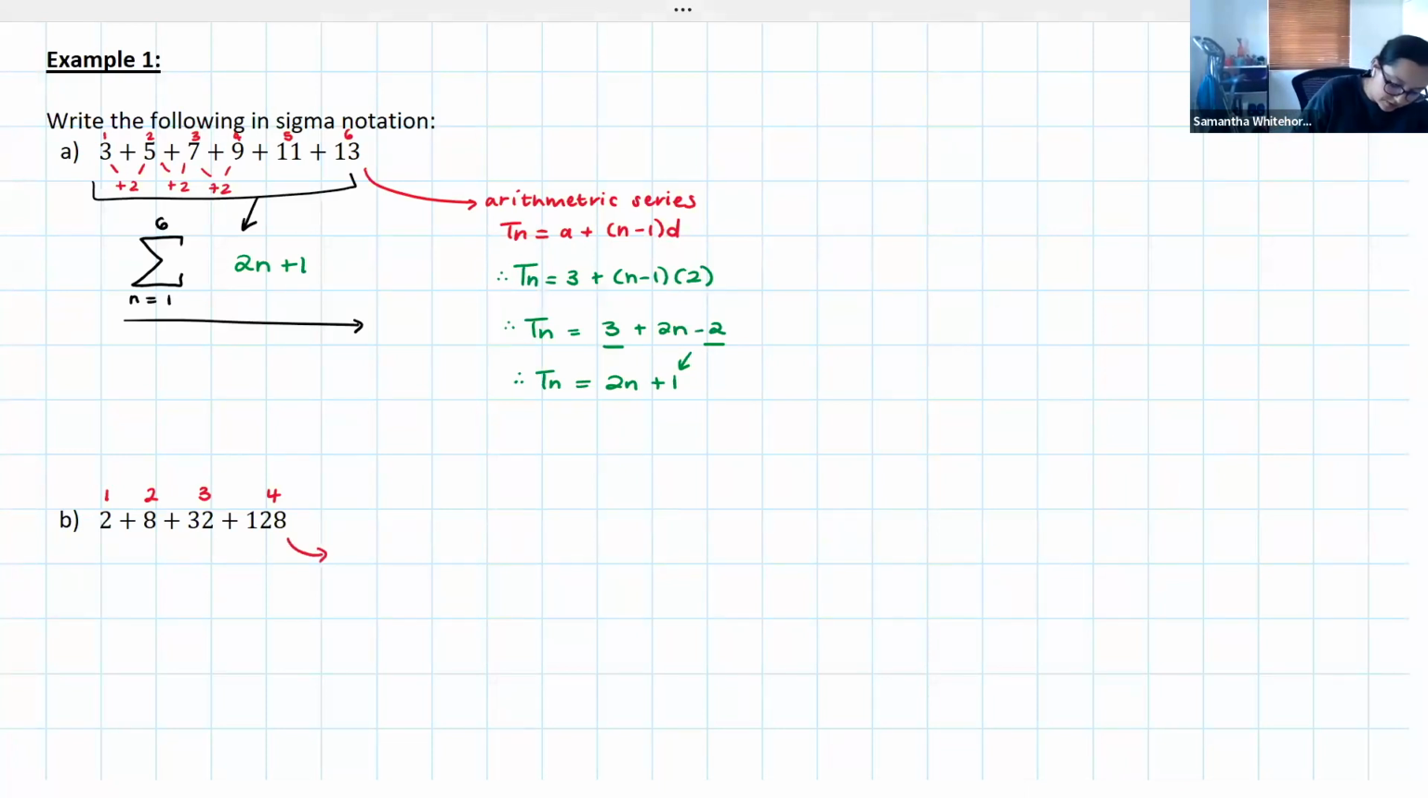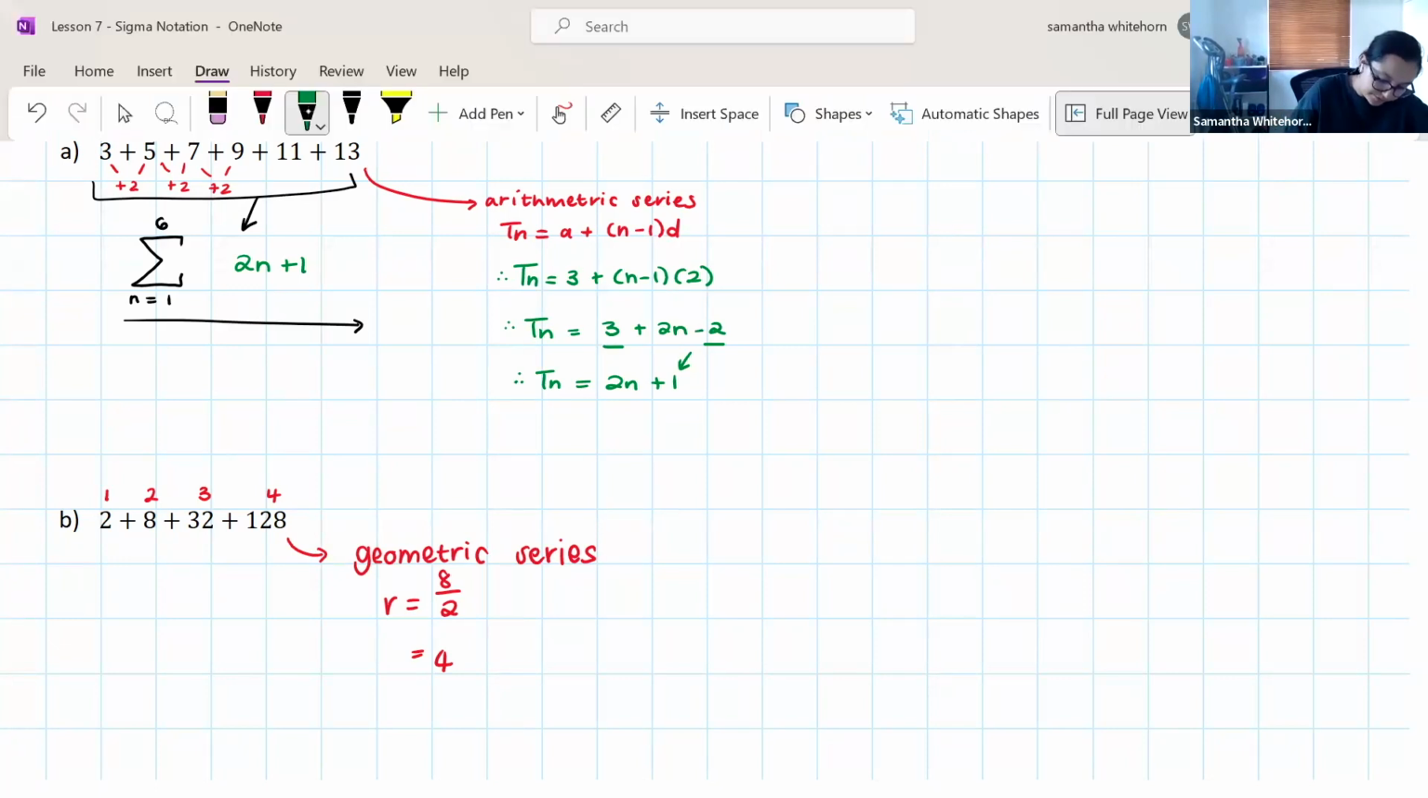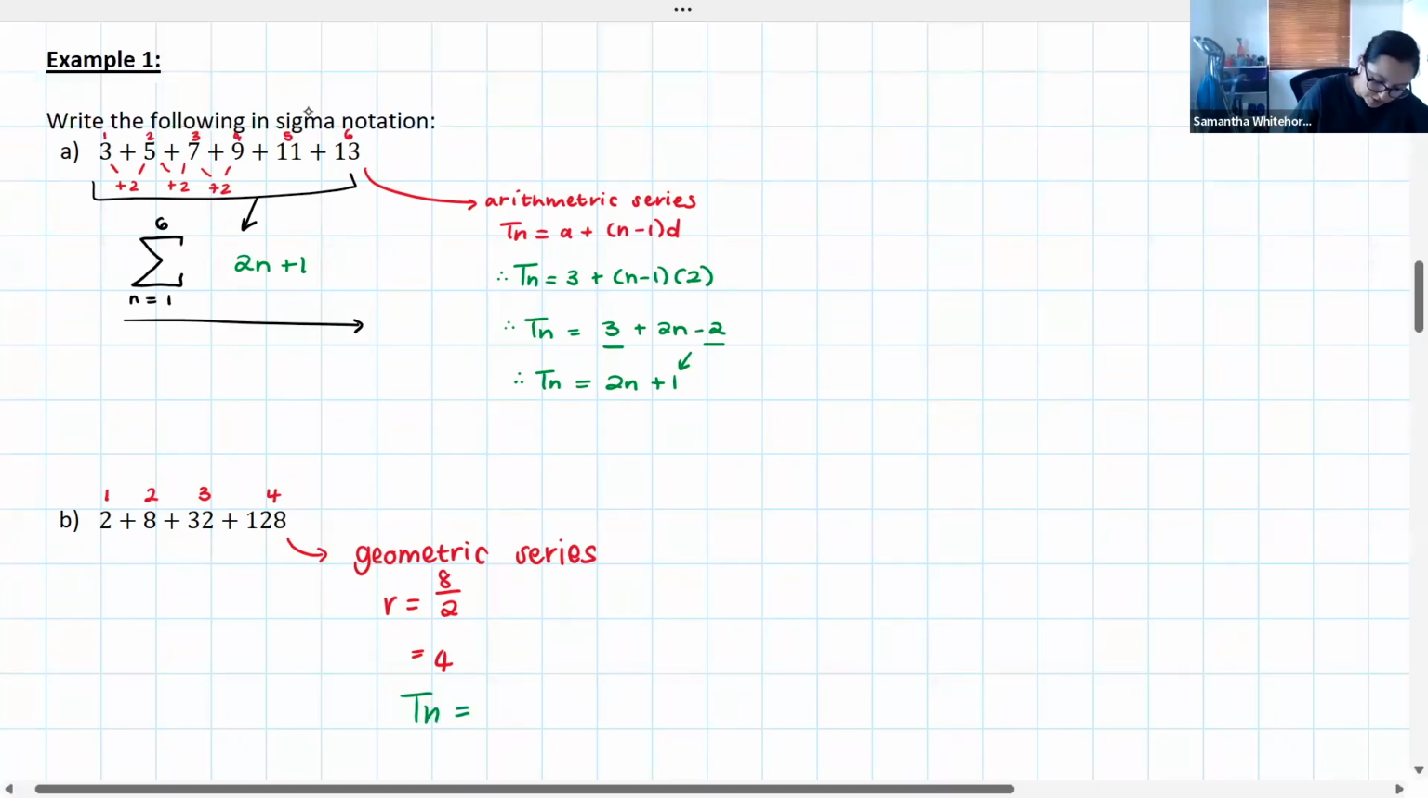Okay, so this is a geometric series, which means that we are working with an r value. And remember, r is found by taking term 2 and dividing it by term 1. So in this case, r is 4. Now that we know that, we can go and work out what our Tn is. Remember, Tn for a geometric is a times r to the power n minus 1.